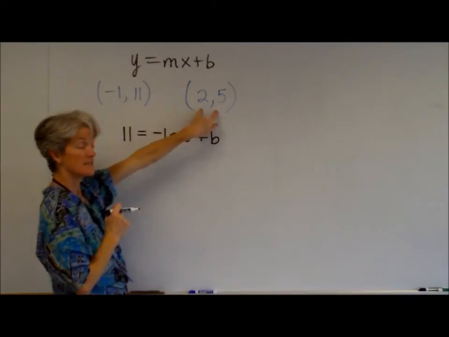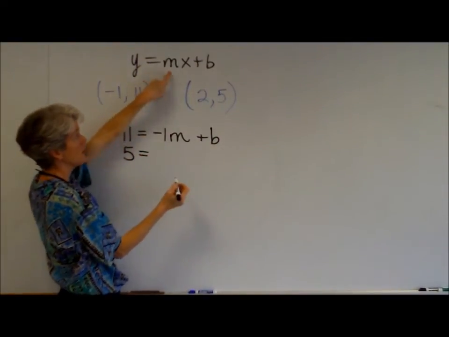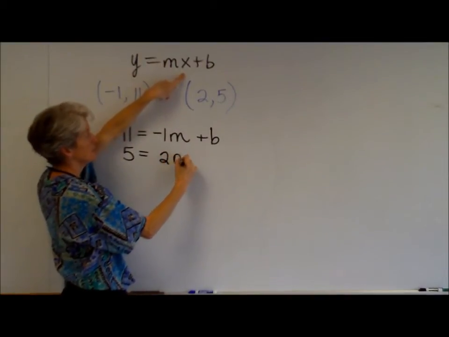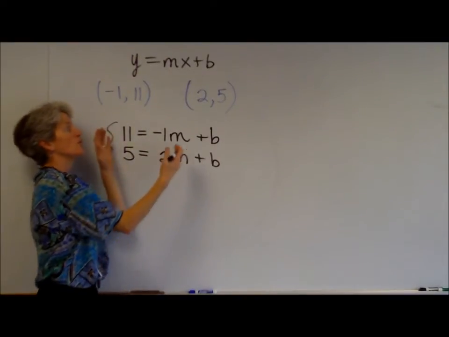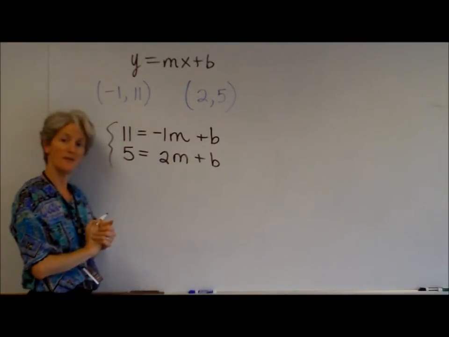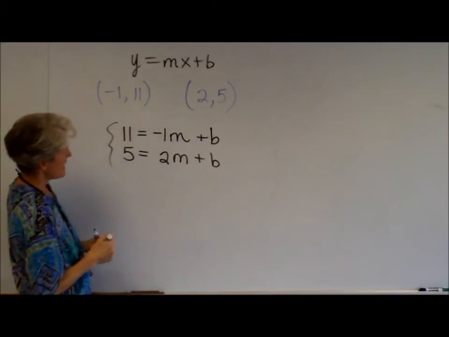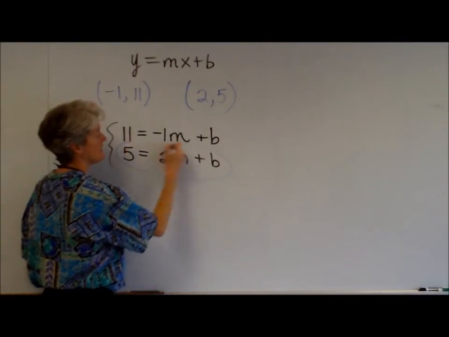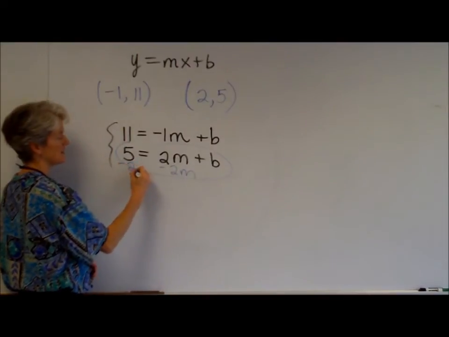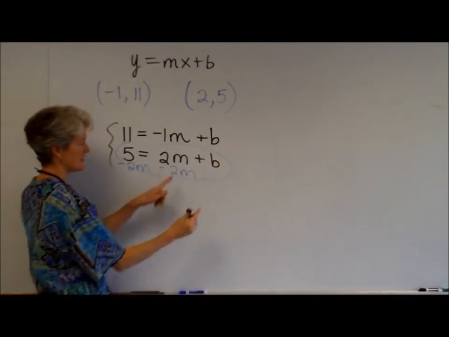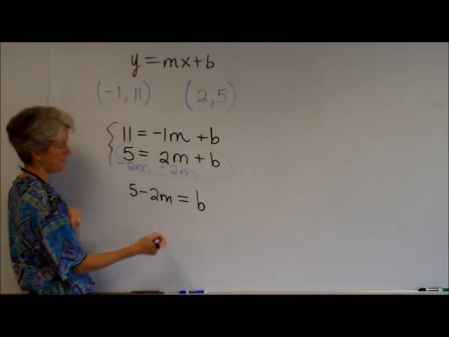Okay? Substituting in my other point, my y is 5. My m, I don't know. My x is 2, plus b. System of equations, 2 variables, 2 equations. I can solve for m and for b. So let's rewrite this equation right here. Let's solve for b, just since that seems reasonably easy to do. I'm going to subtract 2m from both sides. So I've rewritten this to be b equals 5 minus 2m.